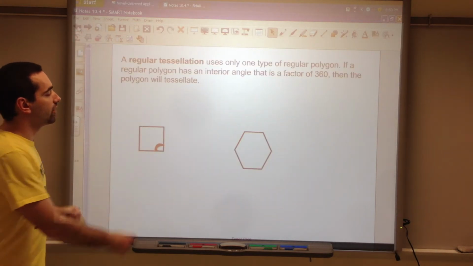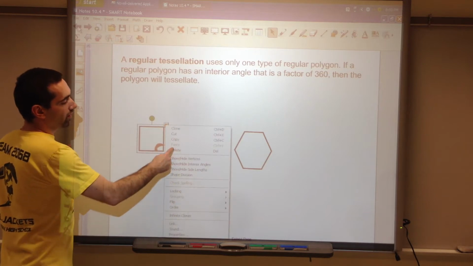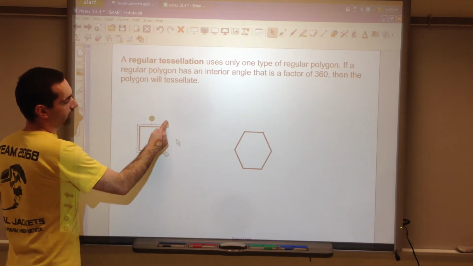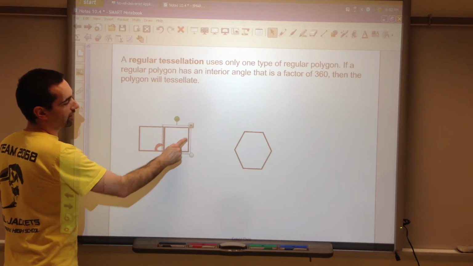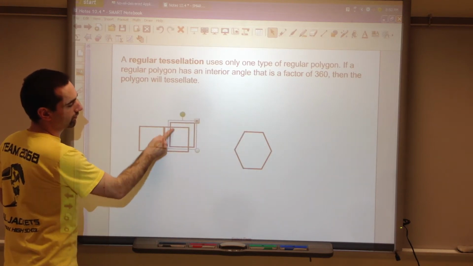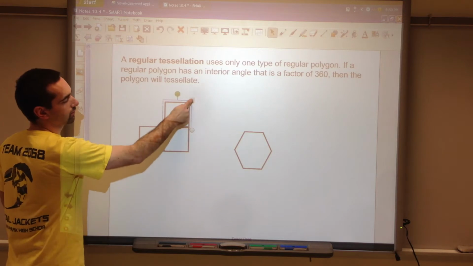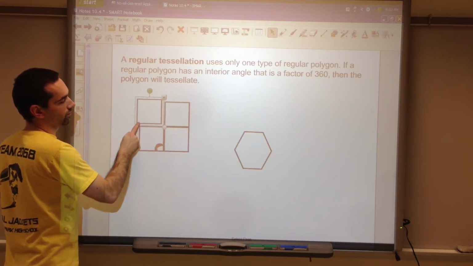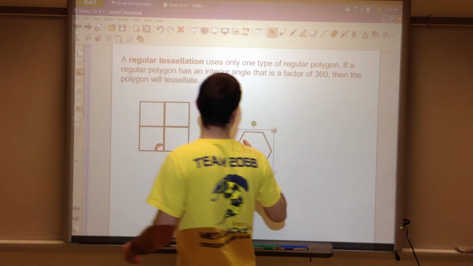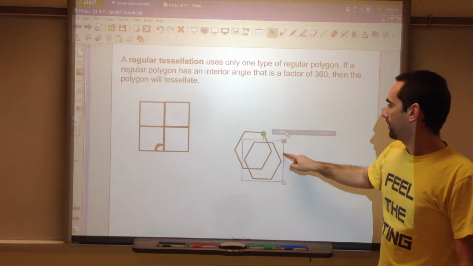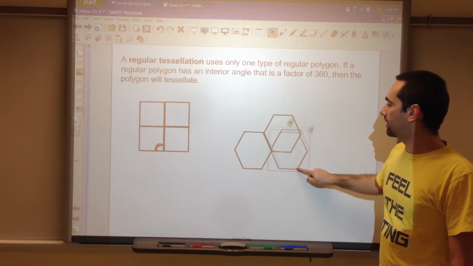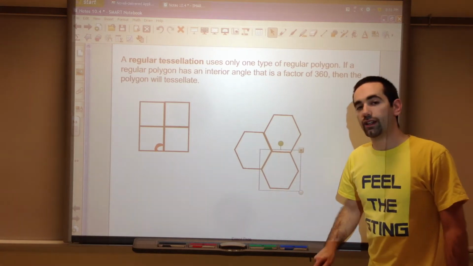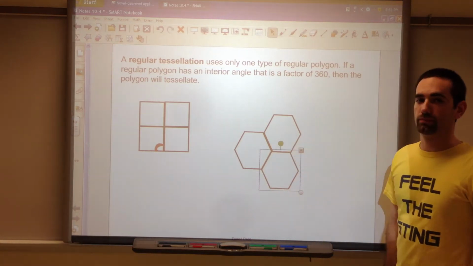So back here, I can take squares and I can make a tessellation. I could also take hexagons and make a tessellation. You actually see a hexagon tessellation in nature, a honeycomb.